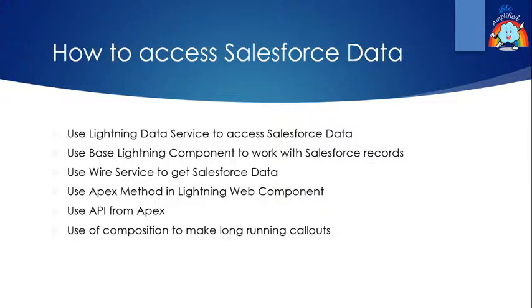So basically for the Lightning Data Service based Lightning components, we don't need to write the code, but for wire service or using Apex imperatively or using the API, we need to write logic. Whenever it is a complex scenario, at that point of time we will be using Apex. Otherwise we will try to opt for the option where we don't need to write code. So that's how we can access Salesforce data. For instance, there is an object like account, contact, opportunity, and we want to access the records. So how can we do that? These are the ways we can access the Salesforce data.